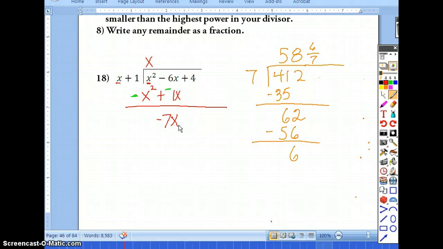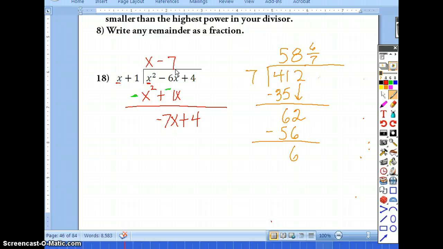Now over here on the right, after we subtracted, we brought down our next digit. Over here, on the left, when we subtract, we don't bring down the next digit like we did over here. We bring down the next term. So this is going to be negative 7x plus 4. And now you just simply repeat the process. What do you multiply x by to get negative 7x? Well, that would be negative 7.